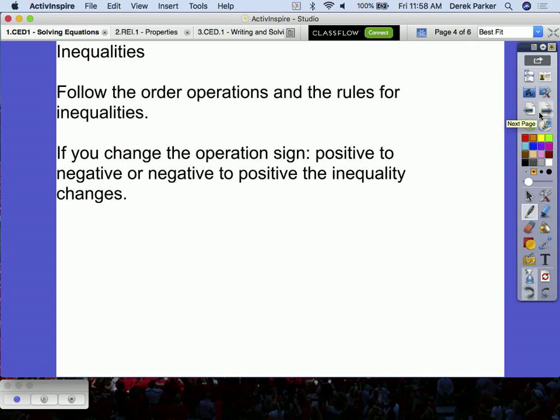Okay, with inequalities, you follow the order of operations just like what we did in the equations and the rules for inequalities. The main thing you got to remember, if you change the operation sign, positive to negative or negative to positive, the inequality changes. It flips.